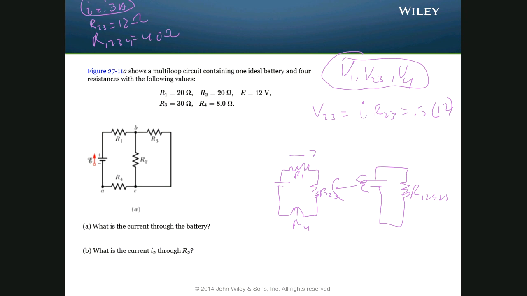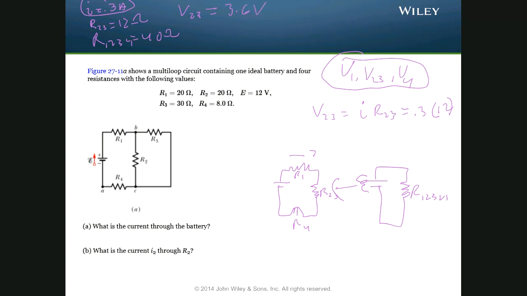Now I have to use the I. This is a sad state of affairs. Yes, I did do that right. Okay. So V23 is equal to 3.6 volts.